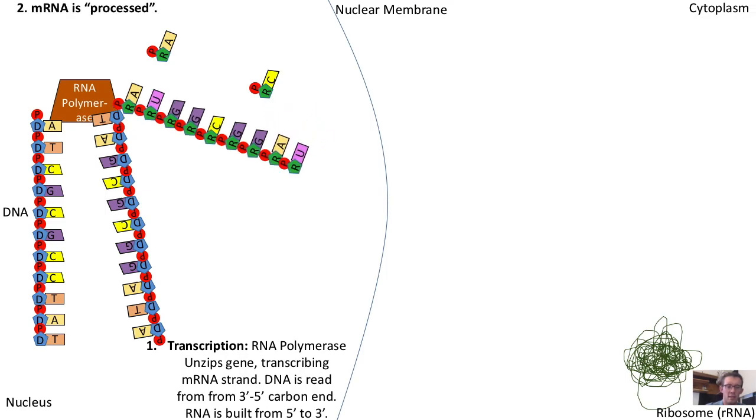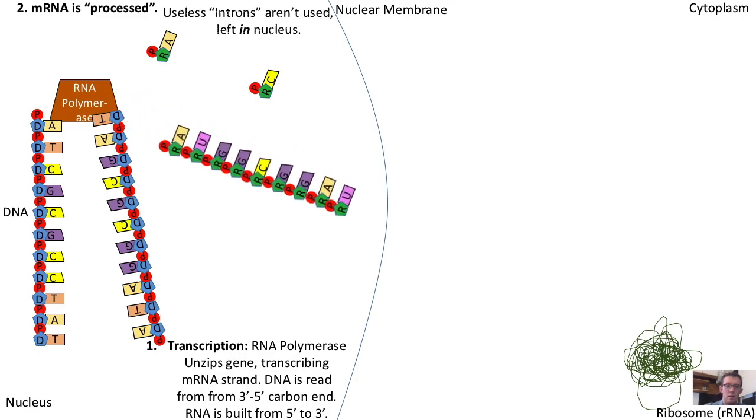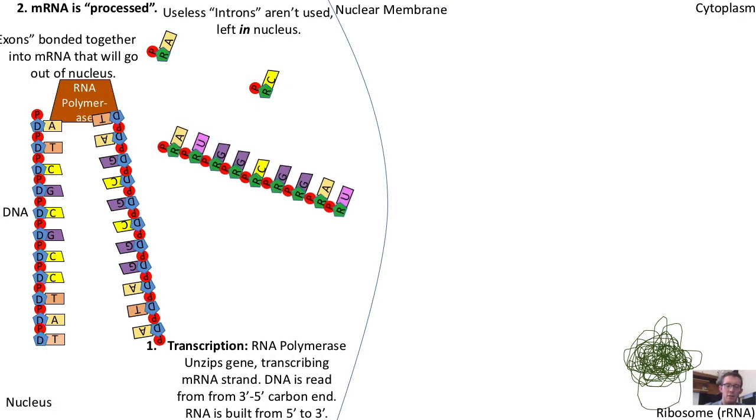Now the first part of this processing involves taking out these useless nucleotides called introns. And these are left behind in the nucleus. Whereas the rest of the RNA that is going to be heading out of the nucleus, the exons, are stitched together.